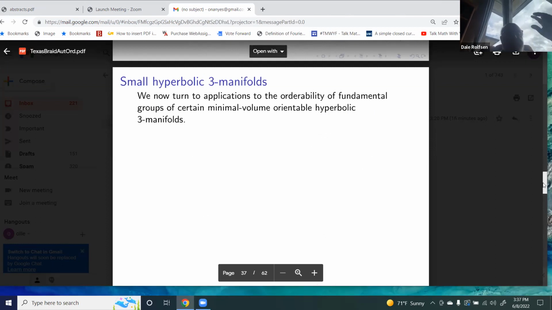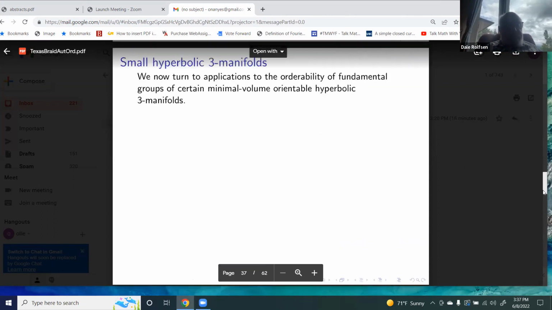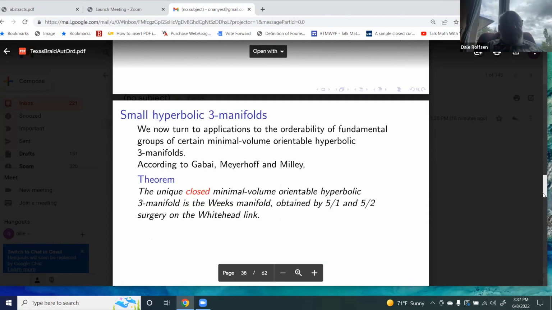Now I want to talk about hyperbolic 3-manifolds. Gabai, Meyerhoff, and Milley proved that there's a unique closed minimal volume orientable hyperbolic 3-manifold. It's the Weeks manifold, obtained by 5/1 and 5/2 surgery on the Whitehead link.